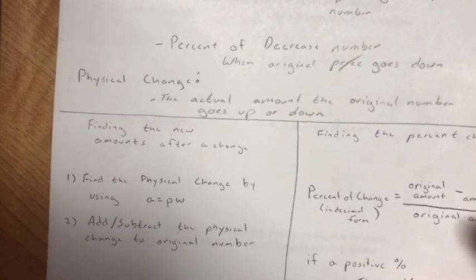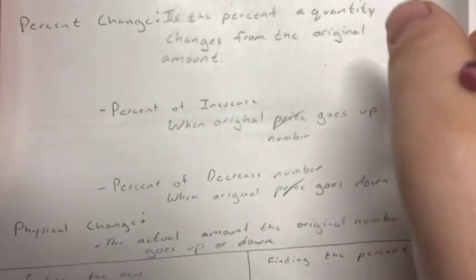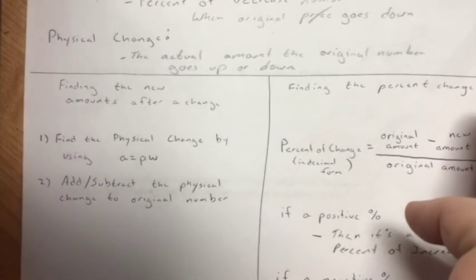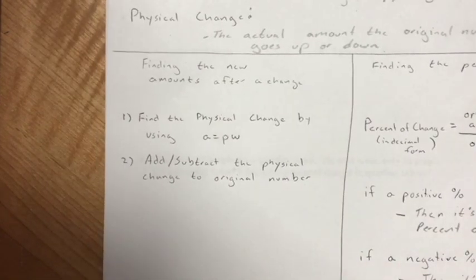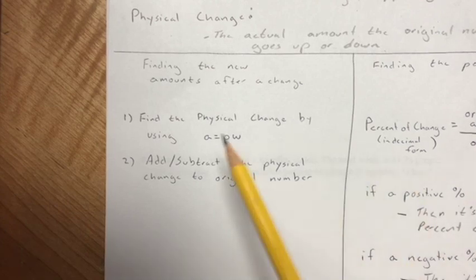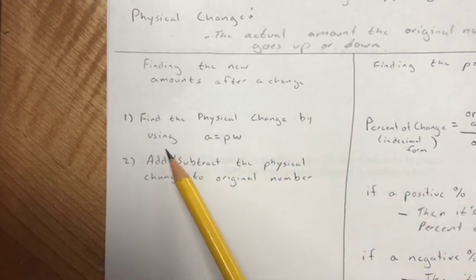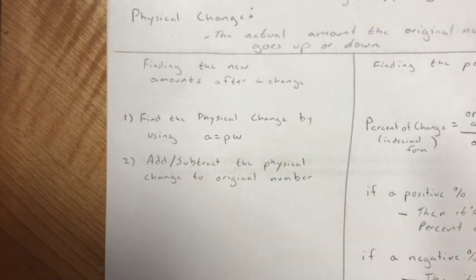So a couple of things that we're going to go into more detail here: one is finding the new amounts after a change, and two is finding the percent of change, all right? So let's talk about the first one, finding the new amounts after a change. I've given you a step-by-step: find the physical change by using A equals P times W, which you should know by now. This is your part is equal to your percent times your whole. And then whatever that is, we add or subtract that physical change to the original number.